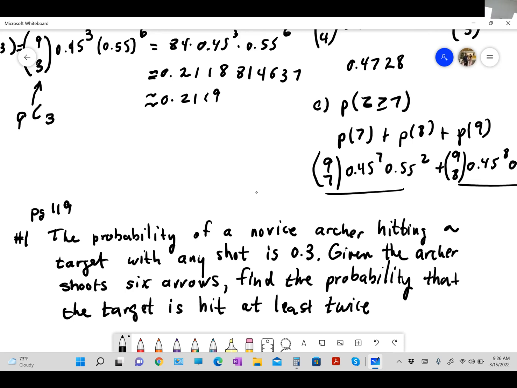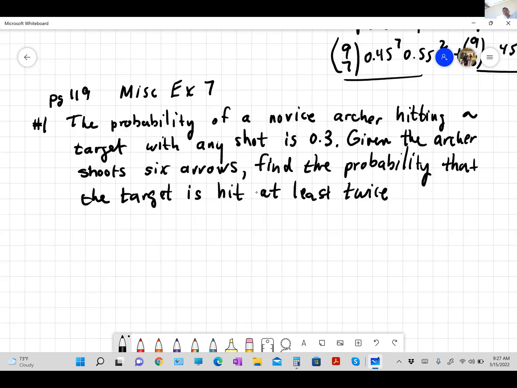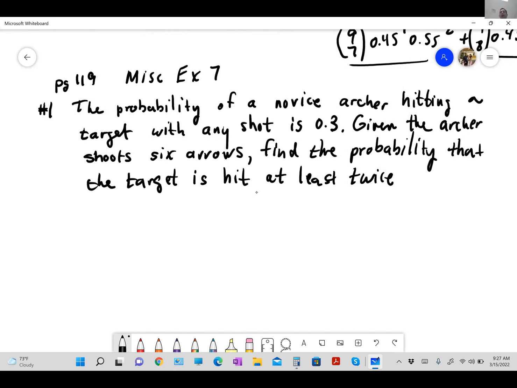Okay, so this is the first question, and it's a very interesting question because it's a basic question that you should be able to answer. Now, there's too much giggling, too much talking. The probability of a novice archer hitting a target with any shot is 0.3. Given the archer shoots 6 arrows, find the probability the target is hit at least twice.